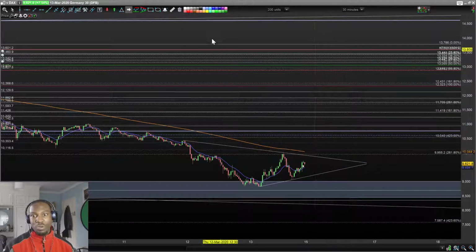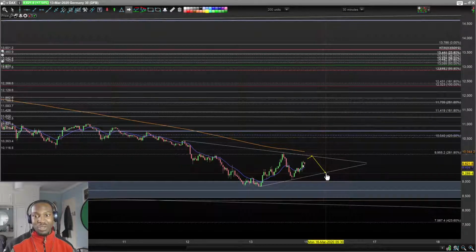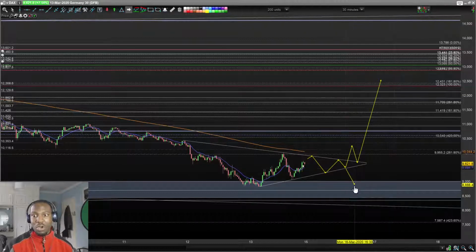So, for example, if this actually is a converging wedge, I'm not sure it is yet, so I'm just speculating on it. Then once it breaks out, it could potentially break out to the upside, bounce off of the old resistance as a new support, then go up. It could break out to the downside, bounce off the old support as a new resistance, and then sell off.